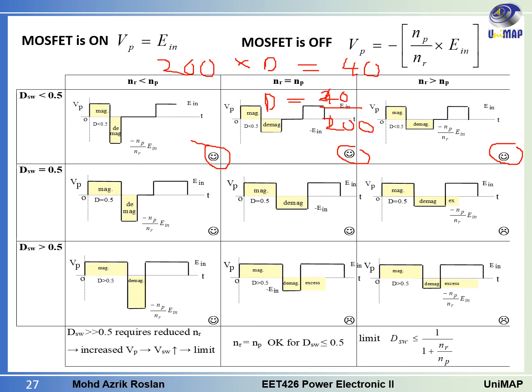But you have to know the duty cycle that you must use to ensure that the circuit is operated in good condition. You have to use this formula. This formula will cover all the cases here. So you have to ensure that your duty cycle is less than or equal to 1 over 1 plus nr over np. If you meet this condition, you can have a smiling phase here.